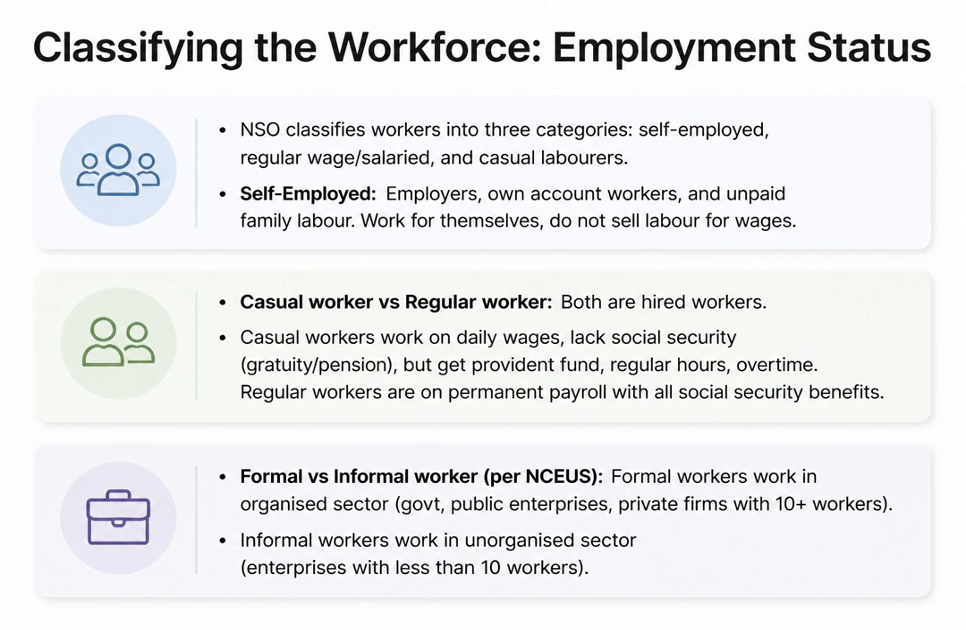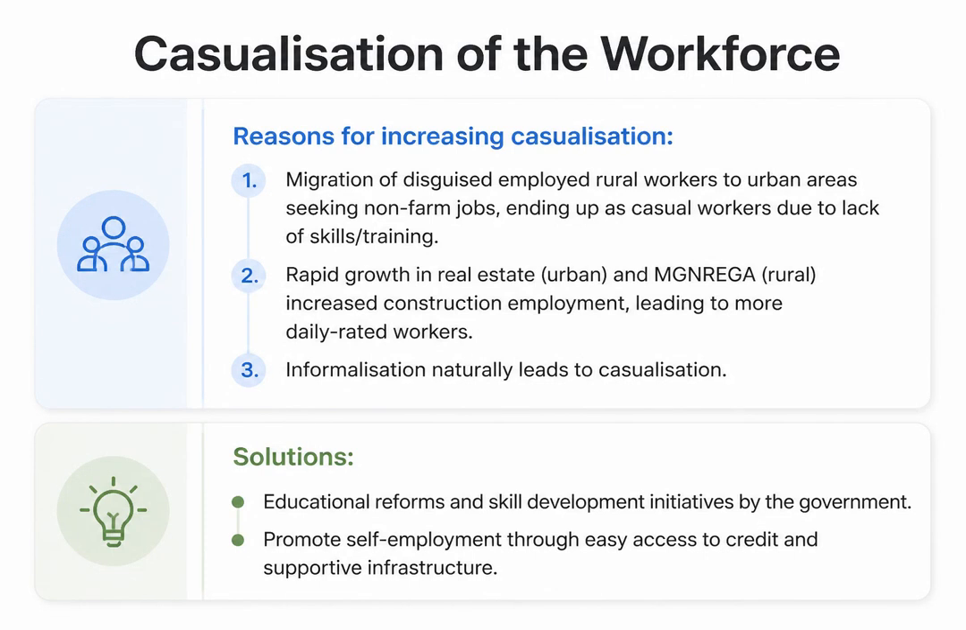We also classify by enterprise size. Formal workers are in the organized sector, meaning government or private firms with 10 or more employees, while informal workers are in enterprises with fewer than 10 workers. A concerning trend in India is the casualization of the workforce, where a growing share of workers are taking up casual, daily wage jobs rather than regular employment.